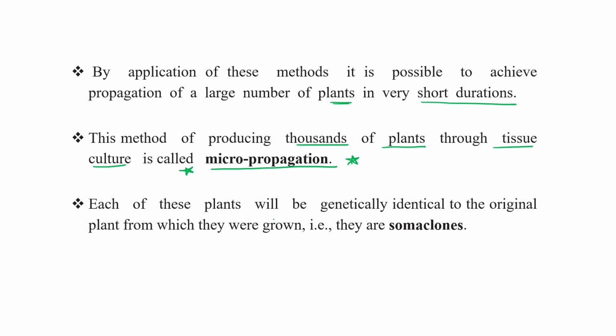Okay. And each of these plants will be genetically identical. To whom? To the original plant from which they were grown. So we can use the term somaclone for the same. They are the same at their genetic level because so many plants have been developed from a single leaf, a small part of the leaf. So they all are genetically identical and we can use the term somaclones for the same.